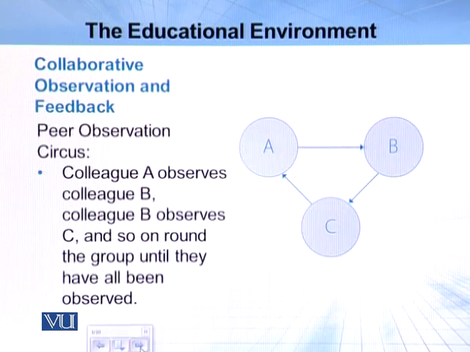We can also consider observation in terms of a number of people observing. For example, there could be three teachers, three reflective practitioners, engage in a process of observing each other, and we call this a peer observation circus. This is where colleague A would observe colleague B, who would observe colleague C, and colleague C would observe colleague A.